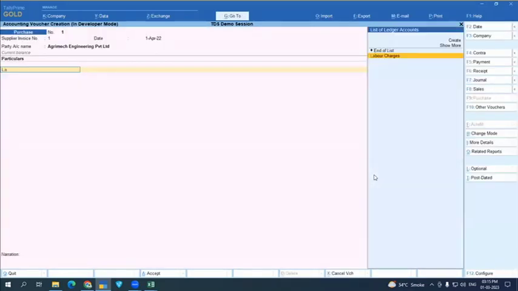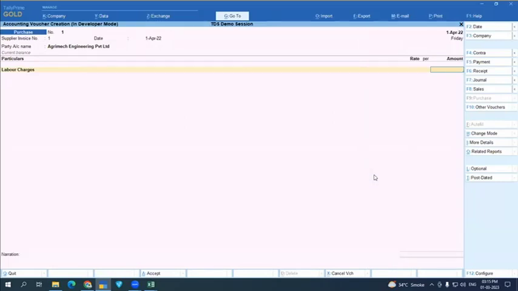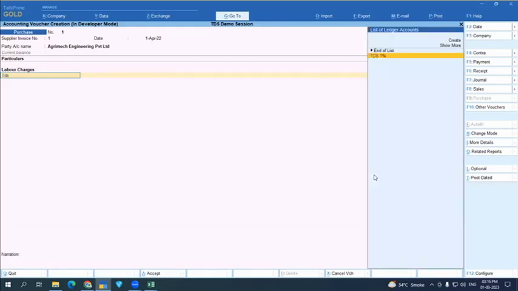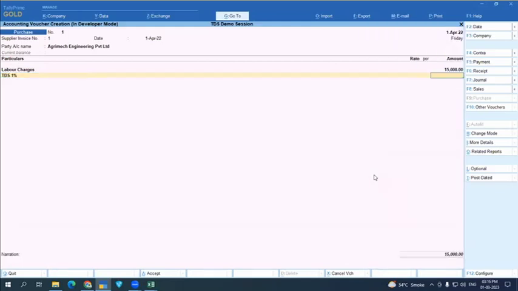Now labor charges. And we know the limit is 30,000 for single bill, 1 lakh for whole year. But I am taking here only 15,000. Let's try with selecting TDS ledger. See, TDS is not deducted because limit is not crossed by single bill value or also not crossed by whole year. Okay, so just I'm passing here entry and accept.